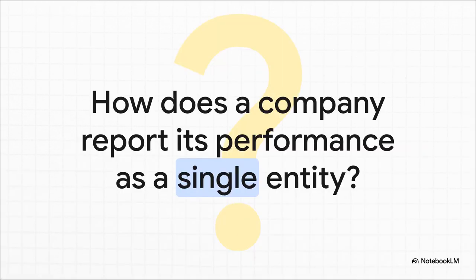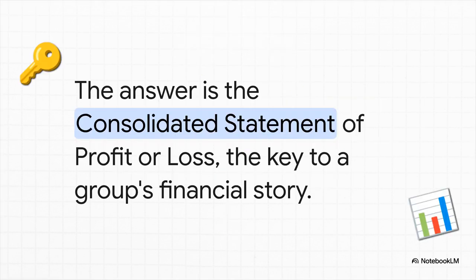That really is the big question, isn't it? How does a parent company take all these different subsidiaries it owns and boil everything down to say, hey, this is how much money we really made as a single group? It all comes down to a special financial document. It's called the Consolidated Statement of Profit or Loss, and it's the tool that weaves all those separate threads into one single story, giving us the true economic picture of the whole group. So, let's see how it's done.